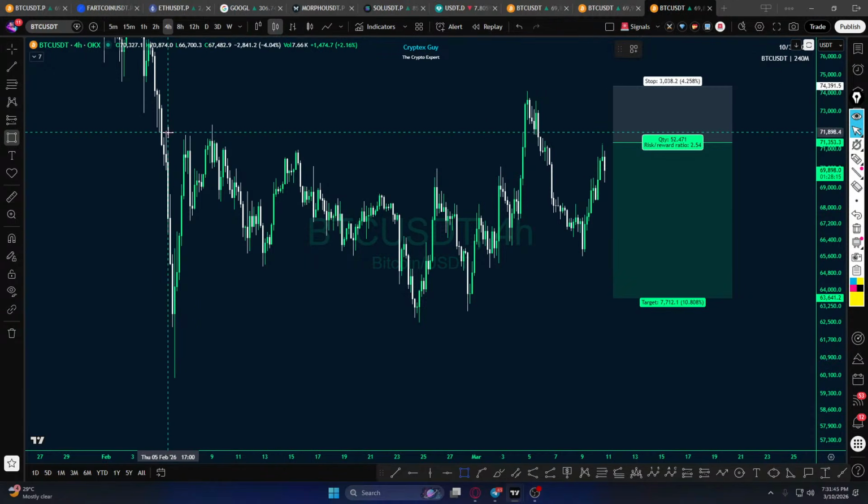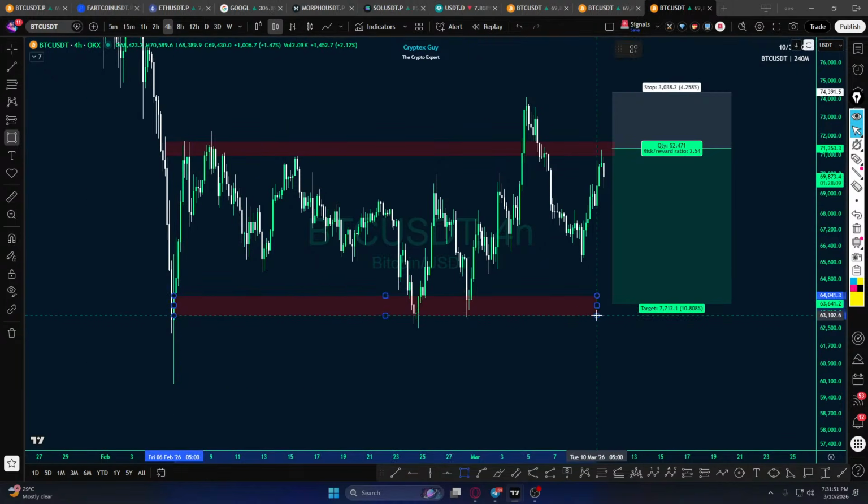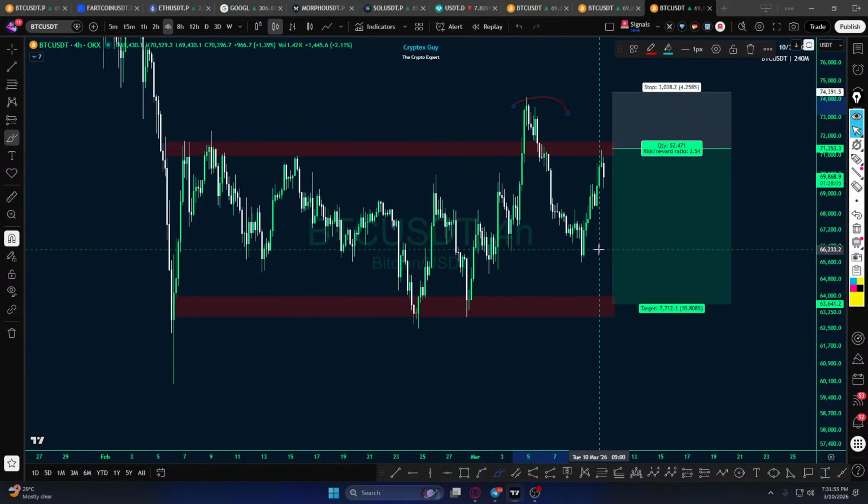I will just mark it up for you. You can see we have this resistance over here, and we have some deviation over here. Deviation is something we draw out of range, we trap some liquidity, and then we pump back into range or dump back into range depending on the chart.